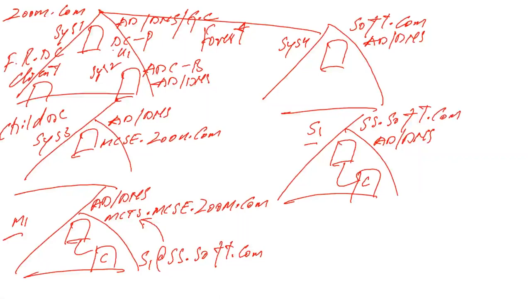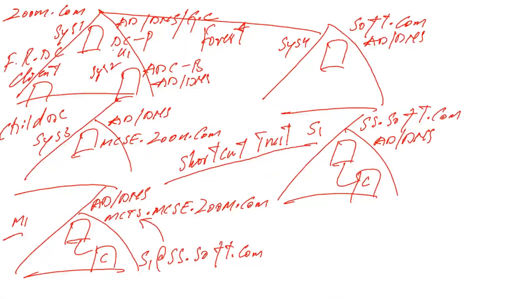Yes, by the help of shortcut trust. And shortcut trust, as admin, manually we have to create between selected domains. I want faster logon service between the MCTS domain and the SS domain. So manually we have to create the shortcut trust between these two domains, between the MCTS domain and the ss.soft.com domain. Does shortcut trust get created automatically, or do we have to create it manually? Manually. But before creating shortcut trust, we have to check so many things.